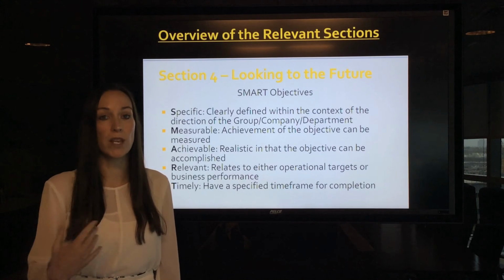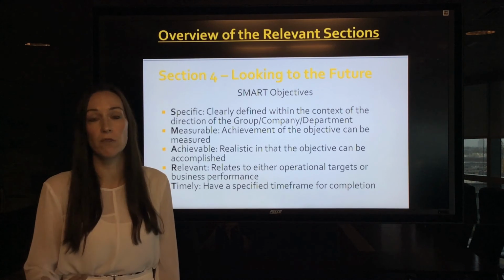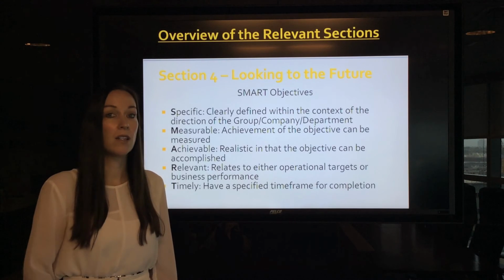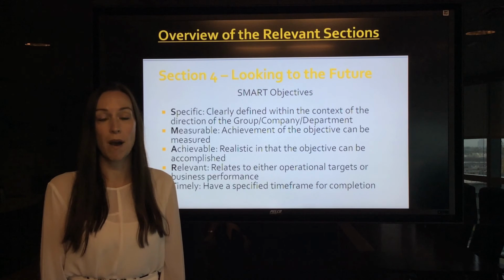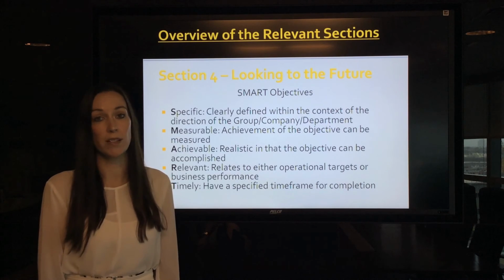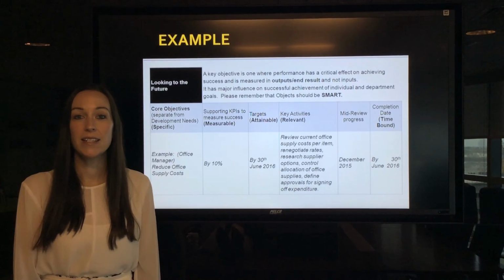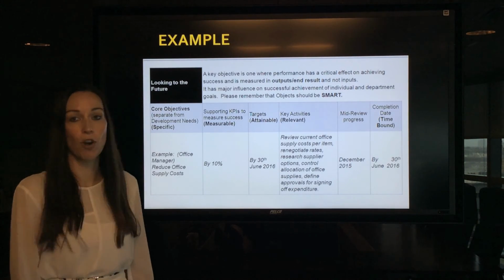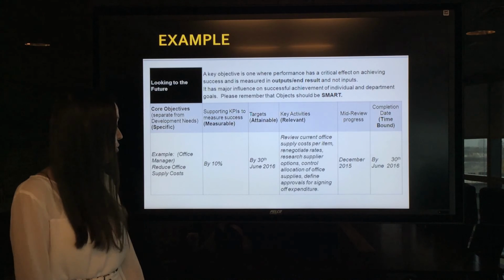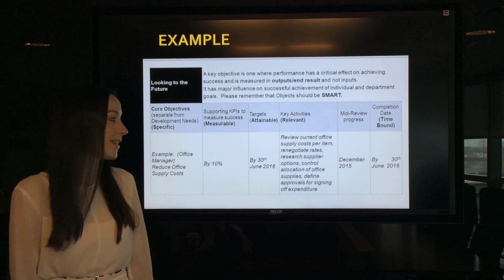Is it going to take a whole year to achieve the objective? Is it going to take a few months? Is it going to take 6 months? Does it need to be reviewed? So these are the factors that you need to bear in mind when you're setting SMART objectives. Here's an example of a SMART objective. This objective is for an office manager, and the objective is to reduce office supply costs by 10%.